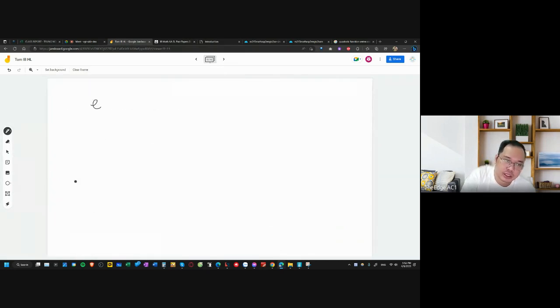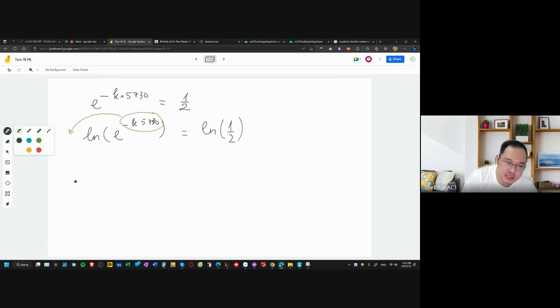Write that formula again: e to the power of minus k times 5,730 equals 1/2. Take ln of both sides. ln of e to the power of k times 5,730 equals ln of 1/2. ln of 1/2 will be a negative value. And on the left, I will bring the power to the front, so that equals k times 5,730 times ln of e. ln of e is 1.